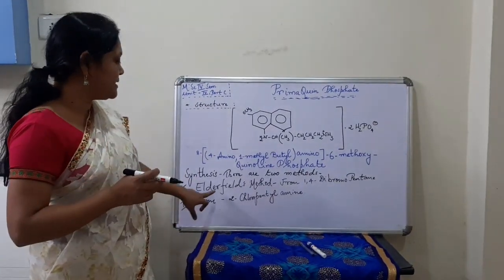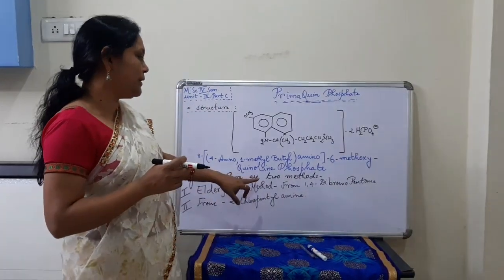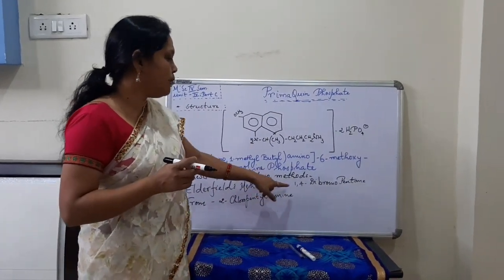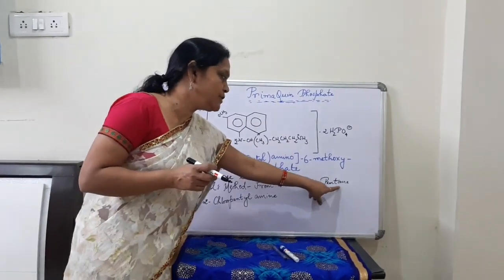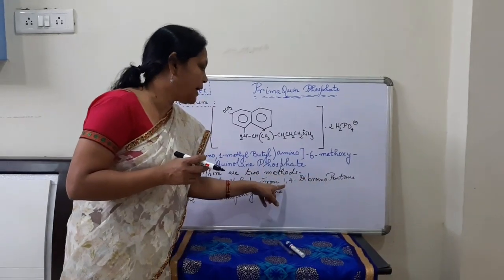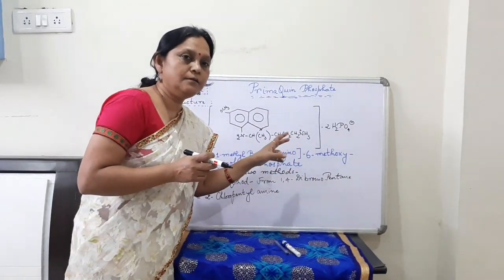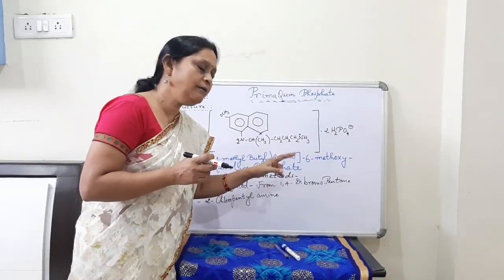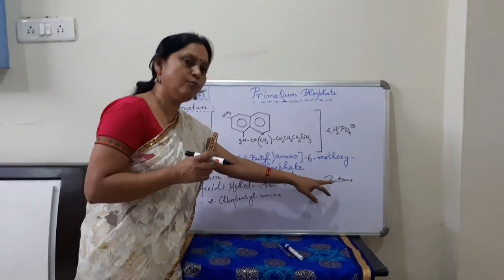The first method is Elderfield's method, and in this method we will prepare the side chain from 1,4-dibromopentane. Again the word root is what? Pentane, that means 5 carbon. In that 5 carbon, carbon 1 and carbon 4 will have a substitution of hydrogen by bromo group. So the name is 1,4-dibromopentane.